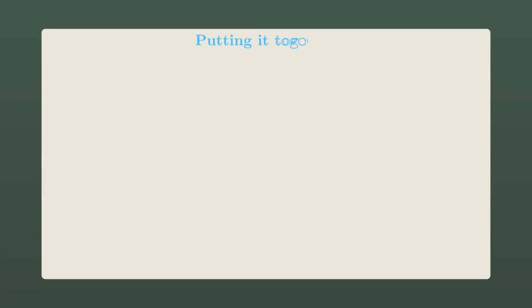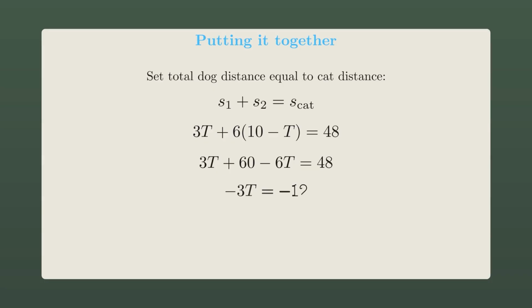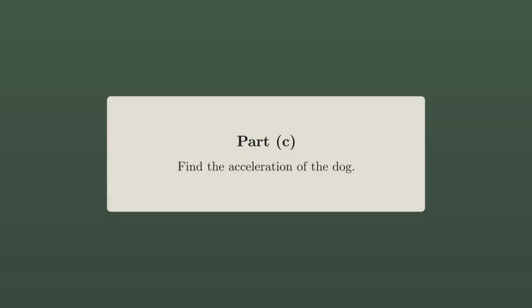Now, what do you remember from the start? The final dog distance is going to equal the final cat distance. So S1 plus S2 for the dog is going to equal the cat's total distance, which means that 3t plus 6 times 10 minus t is equal to 48. So simplifying this out, we get negative 3t is equal to negative 12, which means that t is going to equal 4 seconds. Now for part C, it wants us to find the acceleration of the dog.